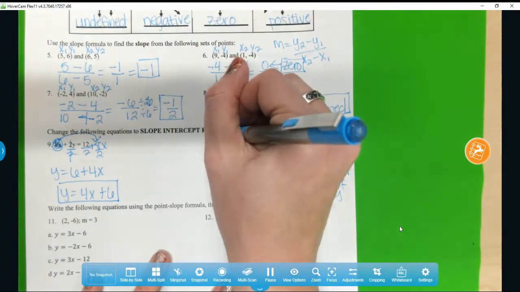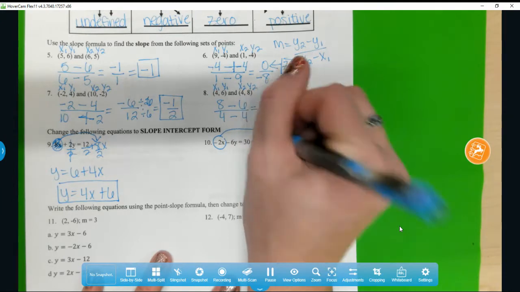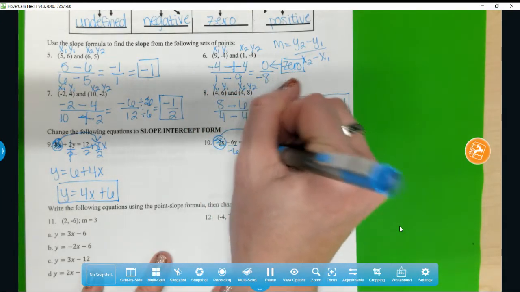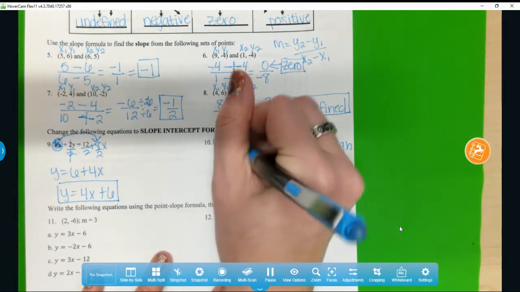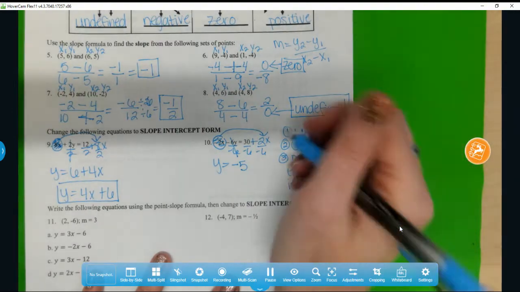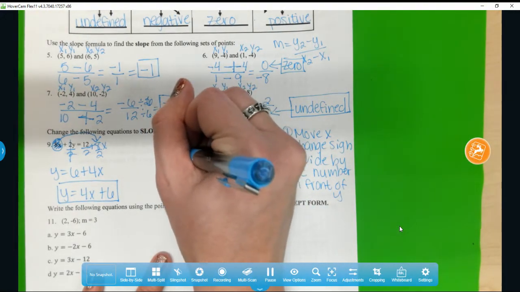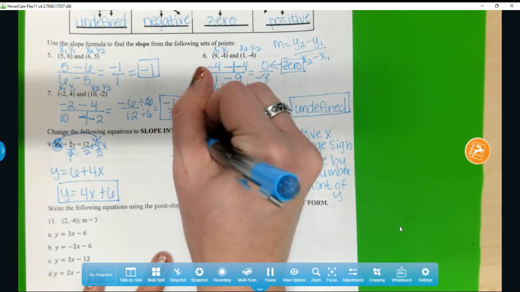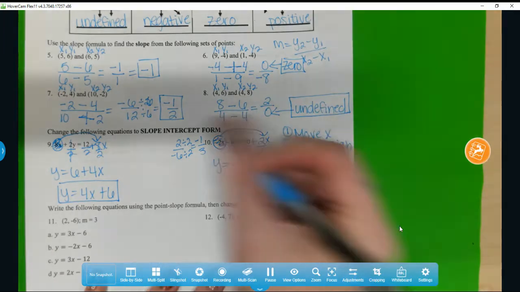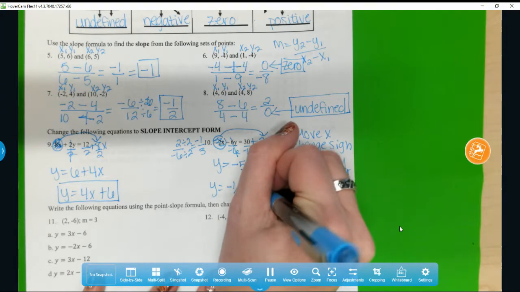Okay, same thing over here. Move the x, change the sign, divide by the number in front of y. So we have y equals 30 divided by negative 6, so negative 5. Remember, 2 over negative 6 is going to reduce because I can divide the top and bottom by 2. So I have negative 1 over 3. So we have y equals negative 1/3 x minus 5.